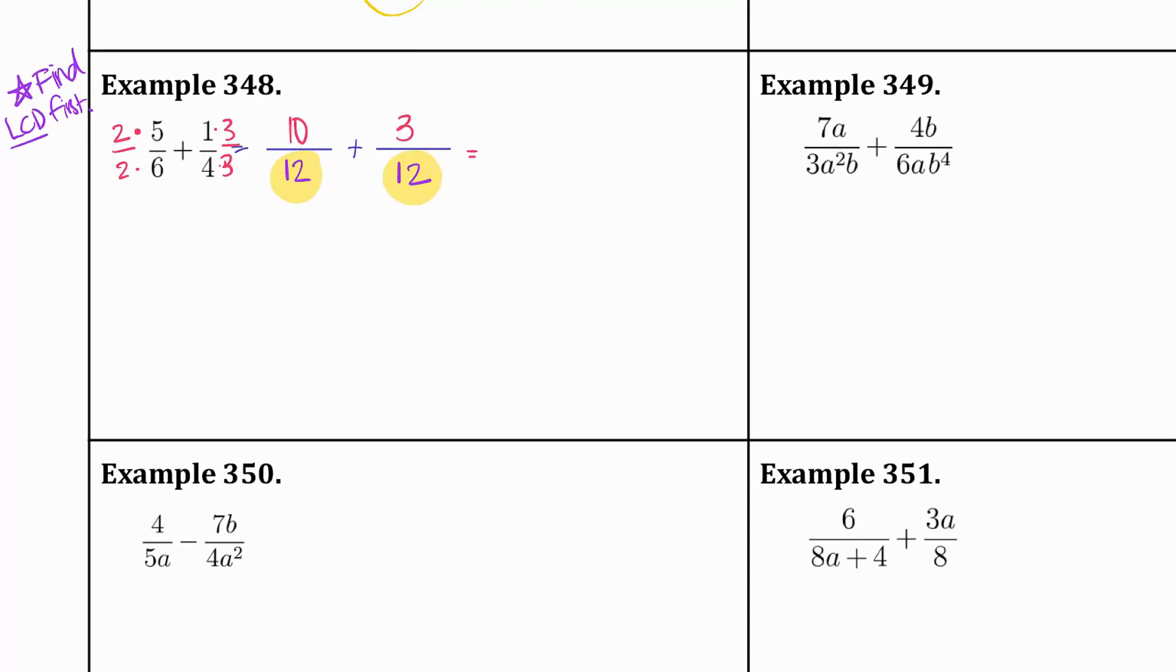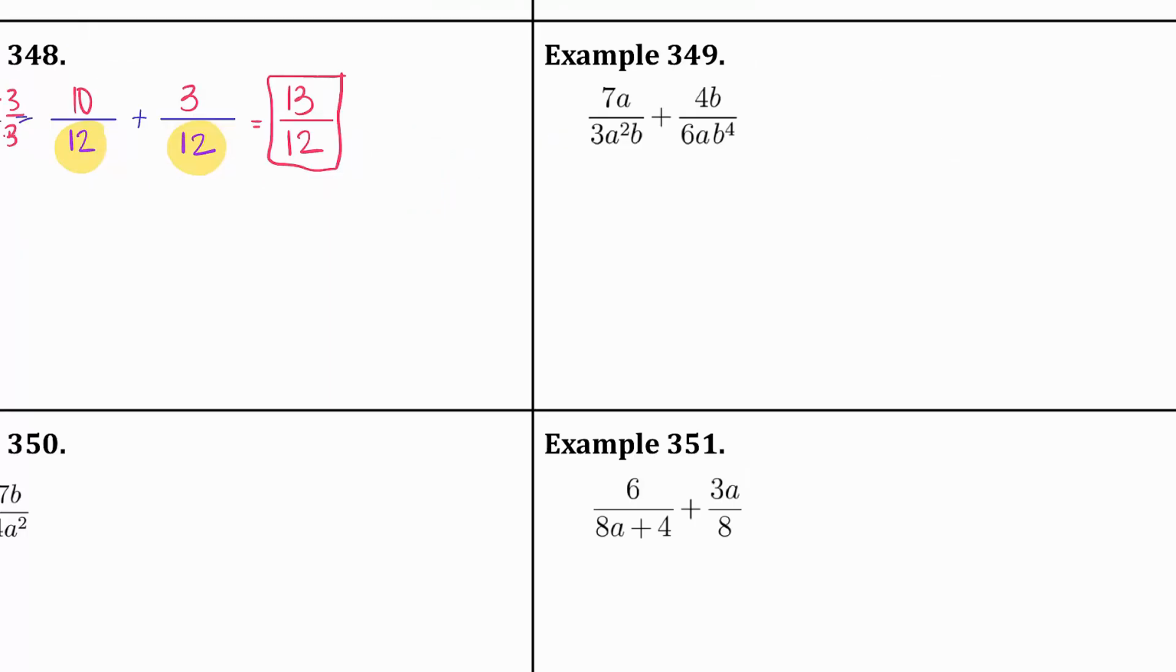Now we do have common denominators. So now this is like the problems above. We just keep our denominator the same. We add our numerators. 10 plus 3 is 13. You can keep it as an improper fraction, or you could change it back to a mixed number if you want to. You cannot simplify this at all, so I'm fine if you leave it just like that.